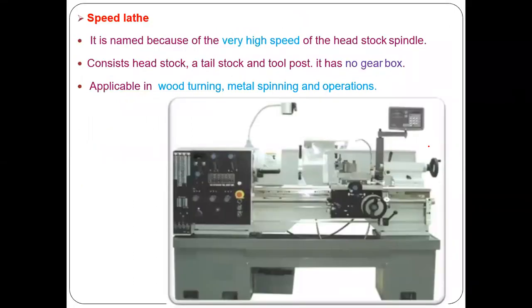And next one is the speed lathe. So as I told you, speed lathe is actually a precision lathe, but in this, variation of the speed is not possible. A lathe at a particular speed, so at that particular speed only it used to operate. That's why this used to be called as speed lathe. It's named because of the very high speeds. So normally these speeds are very high.